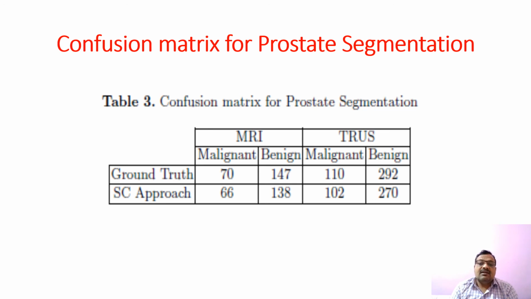In the same way, for the truth images, the malignancy found by using the SC approach is 102, the ground truth is 110. So here, out of the 402, 102 patients were found cancerous, meaning malignant, and 270 patients were found non-cancerous, meaning benign.